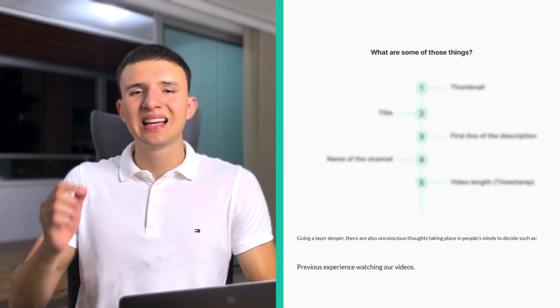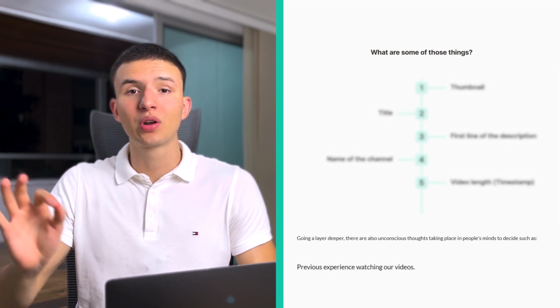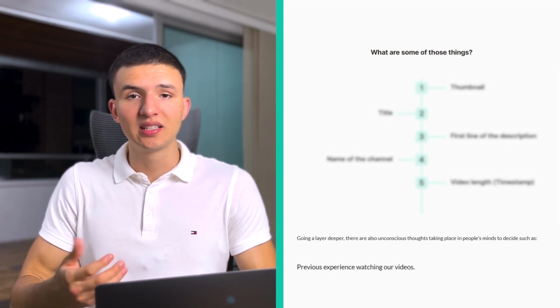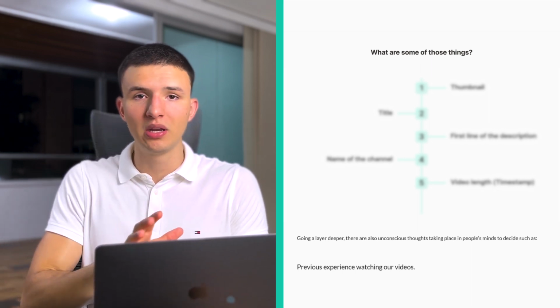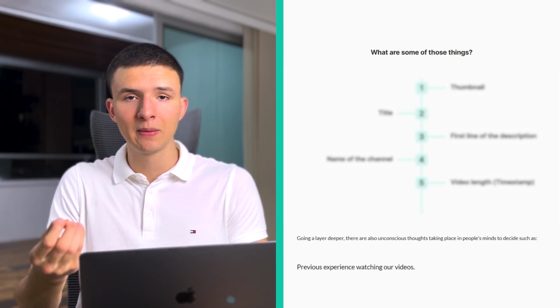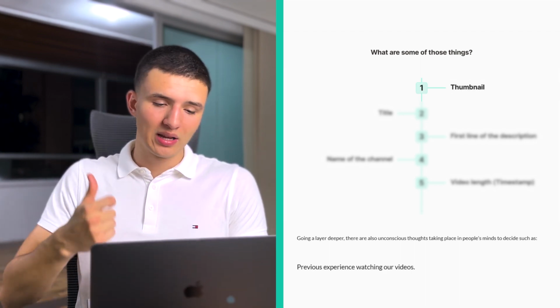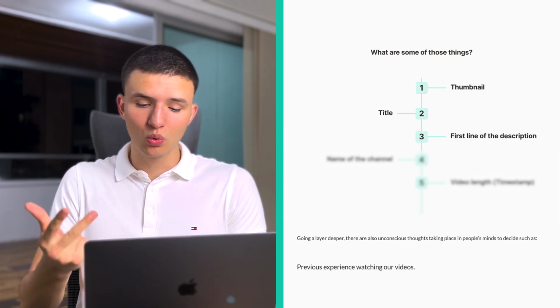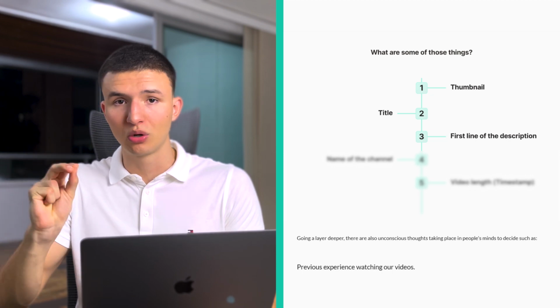Short answer is that every single element that a viewer can see before clicking on your video is influencing in a certain way their decision-making process for clicking on that video or ignoring it. So, what are some of those things that people can see before watching or clicking on your actual video? First, the thumbnail, of course. Second is the title of the video. Third one is the first line of the description of your YouTube video.